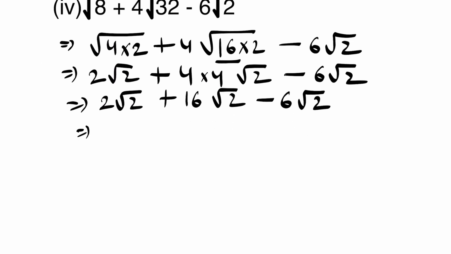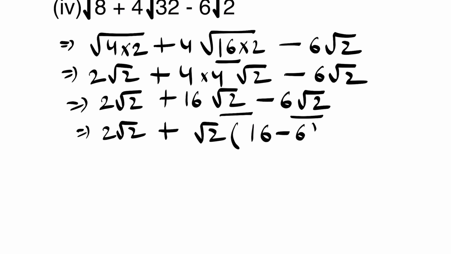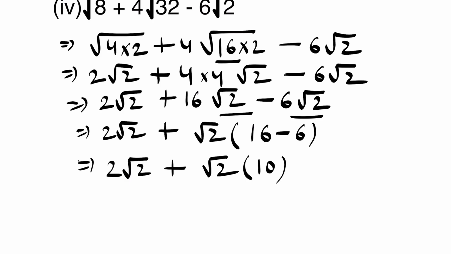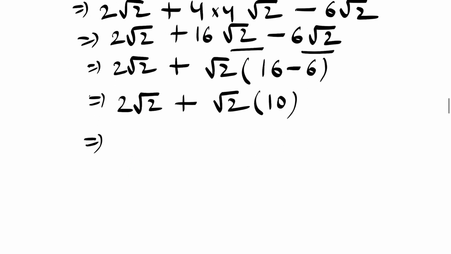So this is equals to 2 root 2 plus, taking root 2 as common, inside we will get 16 minus 6, which is equals to 2 root 2 plus root 2 into 10. Now this is equals to 10 plus 2 and this will become 12 root 2. Okay. So this is an irrational number.